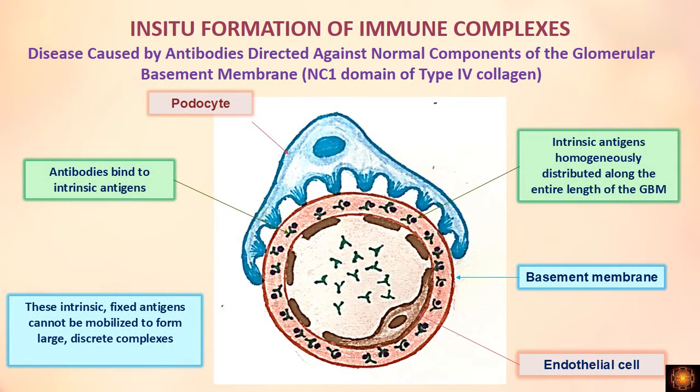So that was about the phospholipase A2 receptor antigen, which is present on the cell membrane of the surface epithelial cell. The next one is on the fixed intrinsic tissue antigens. Next one is the NC1 domain of the type 4 collagen. This also acts as an antigen. This is a component of the collagen. This collagen is an important component of the basement membrane.